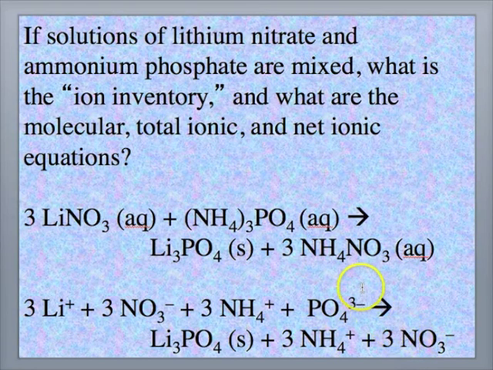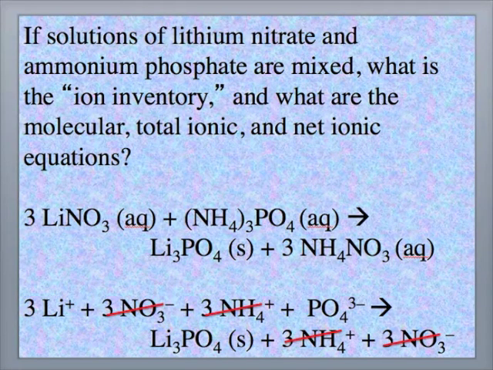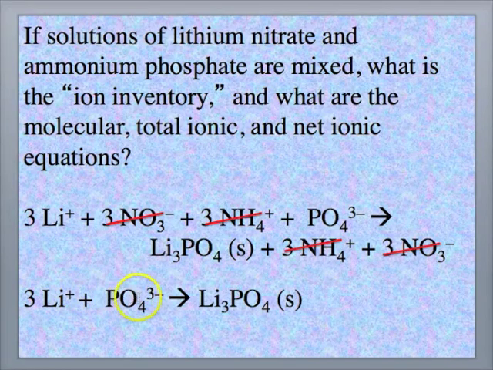Now we're ready to write the net ionic equation. And we do that by determining which ions are spectators. In other words, these are ions that are not combining to form any compound. They are ions in the reagent side, they're still ions in the product side. So we're able to cancel them out, so to speak, from each side. And when we do that and take those out, we end up with the net ionic equation. 3 lithium ions and 1 phosphate ion yields lithium phosphate.